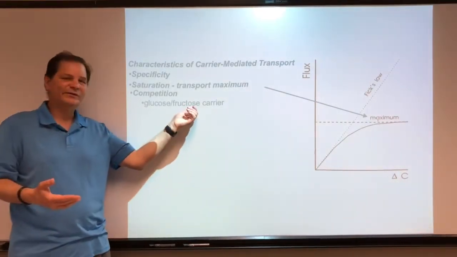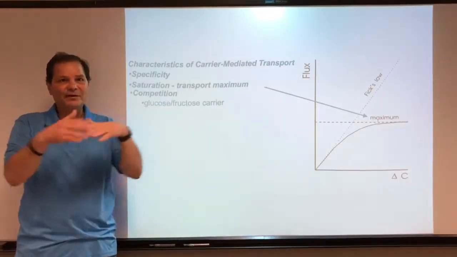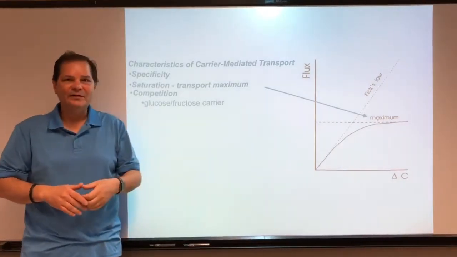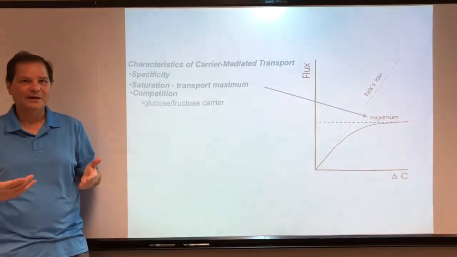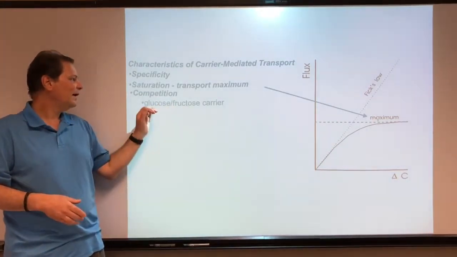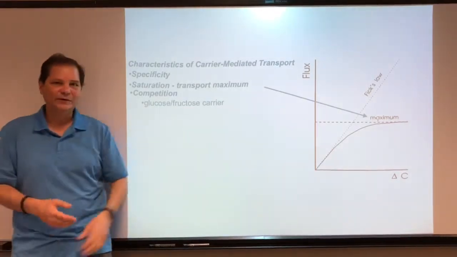So the more fructose I have, the less glucose gets across, because the carrier can only bind one or the other. And so if I have a bunch of fructose there, that means carriers that would ordinarily be carrying glucose can't do that. So this is the concept of competition. We say the fructose and the glucose compete for the same carrier, and that affects their transport rates.